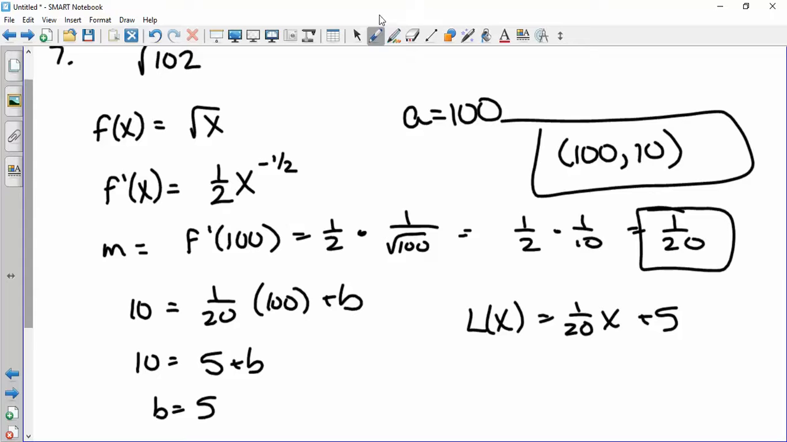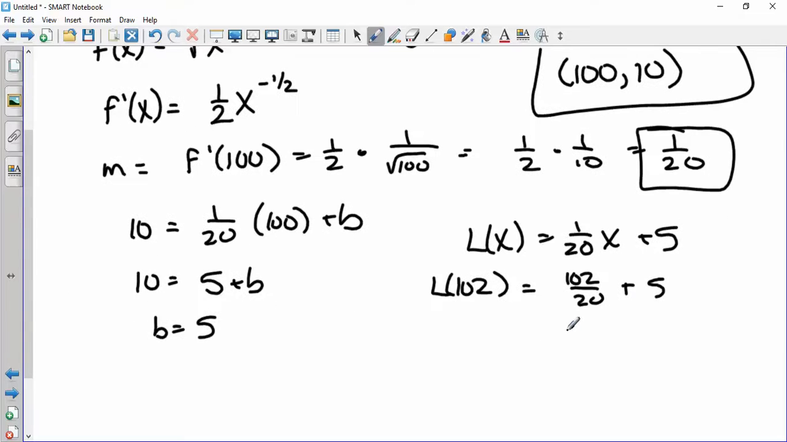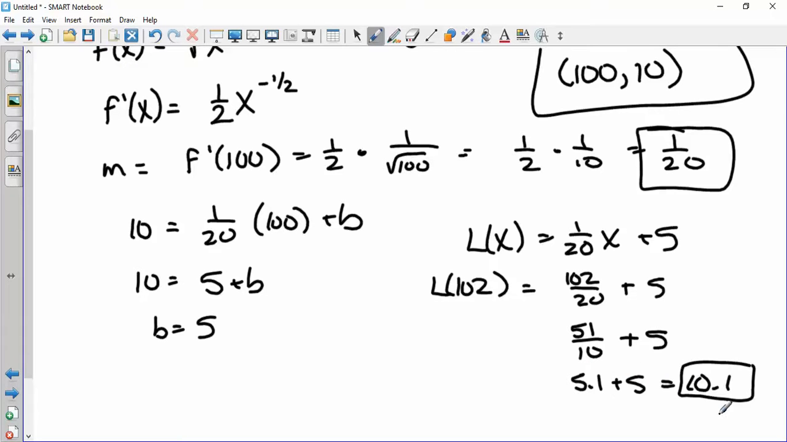What am I trying to use that for? We're trying to find the square root of 102. So if I plug my 102 in there, that would be 102 over 20 plus 5. So this would be 51 over 10 plus 5. So 5.1 plus 5 is 10.1. So that's our approximation of the square root of 102.